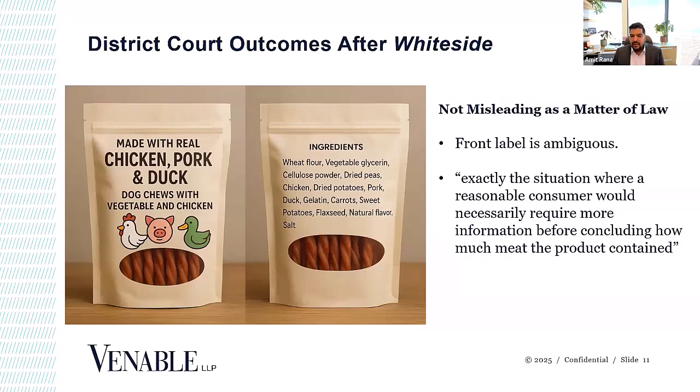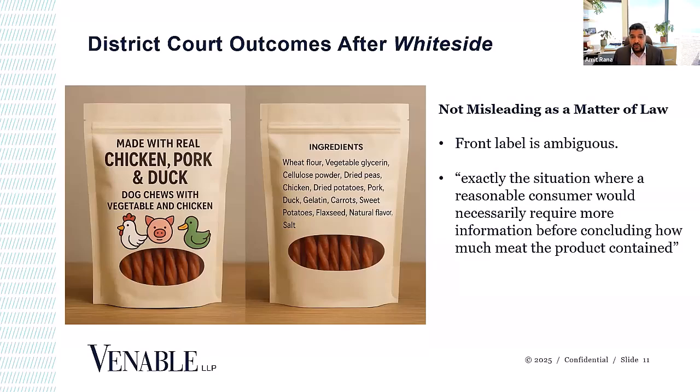Plaintiffs argued that this was misleading because the product is actually just vegetables and wheat flour with a relatively de minimis amount of actual meat, even though there is real meat in the product. Defendants argued, well, anybody that cares about how much meat is in this product can easily figure that out by looking at the ingredients, and saying something is made with chicken, pork, and duck is not a representation that it's primarily chicken, pork, and duck.